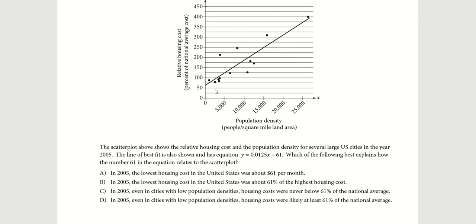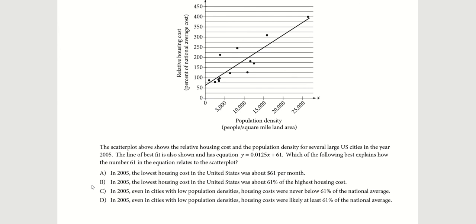With this, we can predict that in this year, even in cities with low population densities, it's very likely that they were at least above this point, because our regression says that you're supposed to only reach this point if you have a population density of 0. So D is our answer.